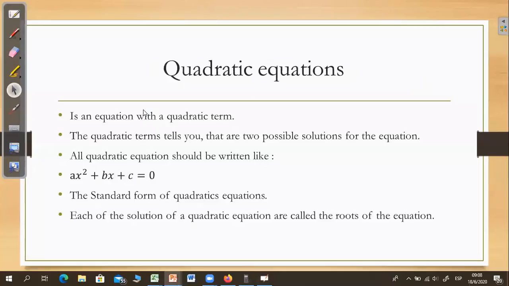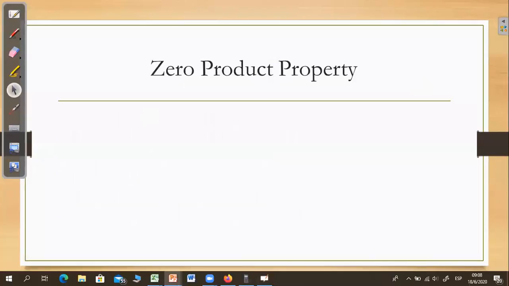And that's why I need to ask you if you know this property, the zero product property. Have you ever heard about it? Have you ever heard about the zero product property? Nobody?